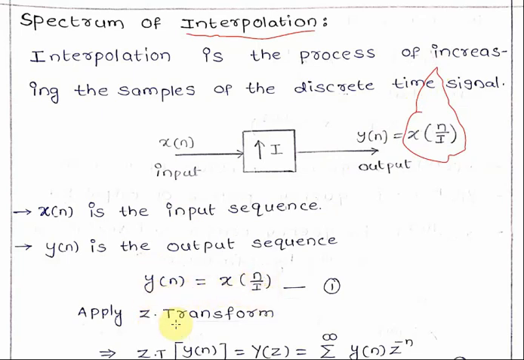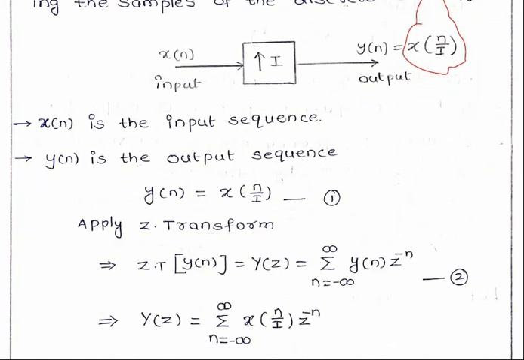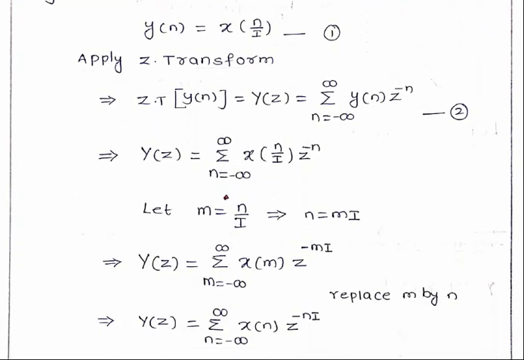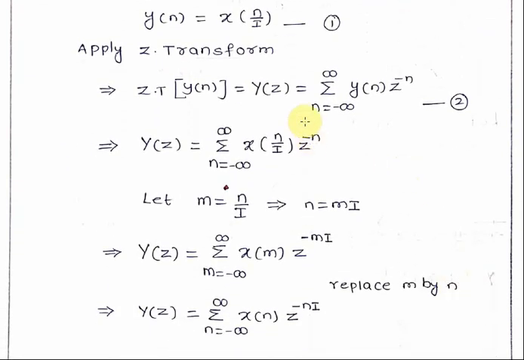Now apply Z transform to the output of the interpolator, that is y of n. This is the formula of Z transform. Substitute y of n value, that is x of n by I, in this equation. Let n by I is equal to m, so n is equal to m I. If we substitute these values in the above expression, we will get the equation like this.